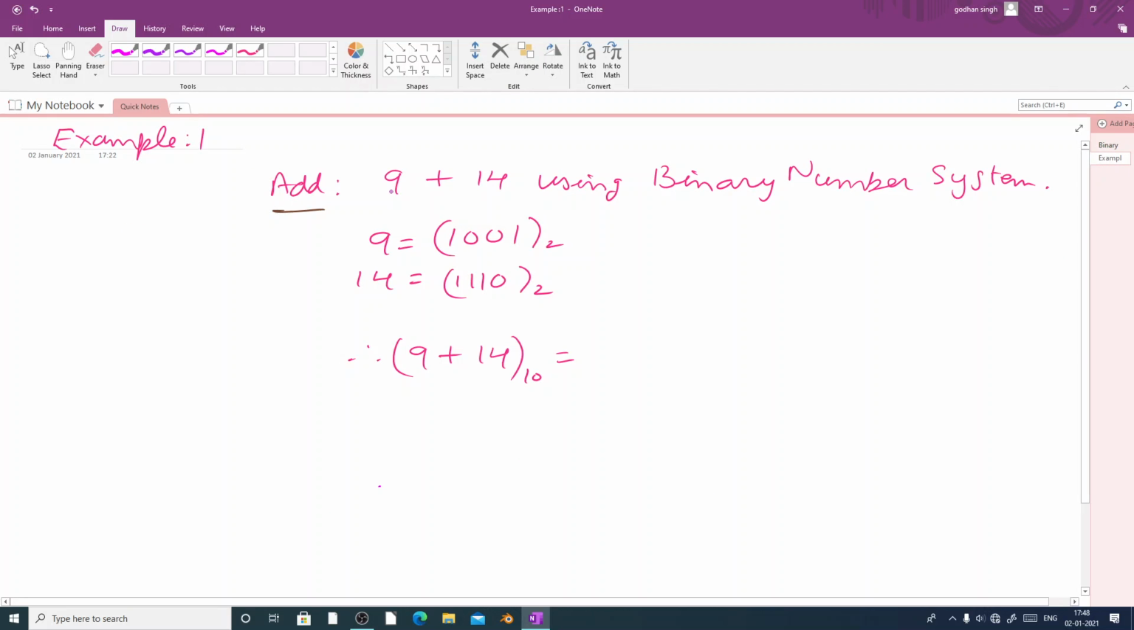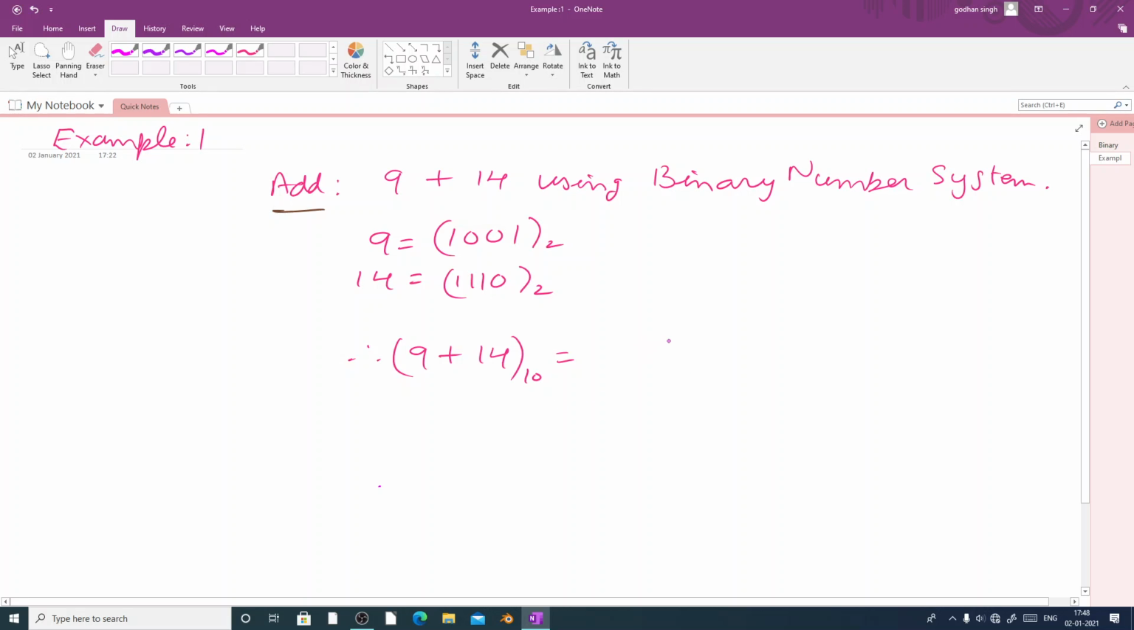First one is add 9 plus 14 using binary number system. So 9 in binary number system can be written as 1001 with the base as 2 because it is binary number system. Similarly 14 can be written as 1110 with base as 2. Now we'll be adding 9 plus 14 using binary number system.